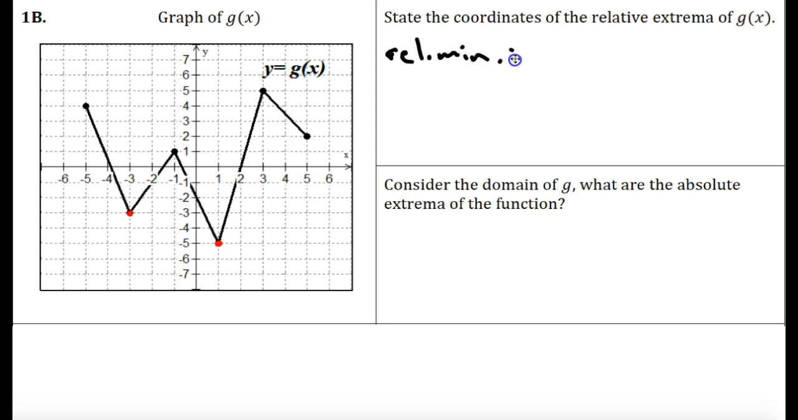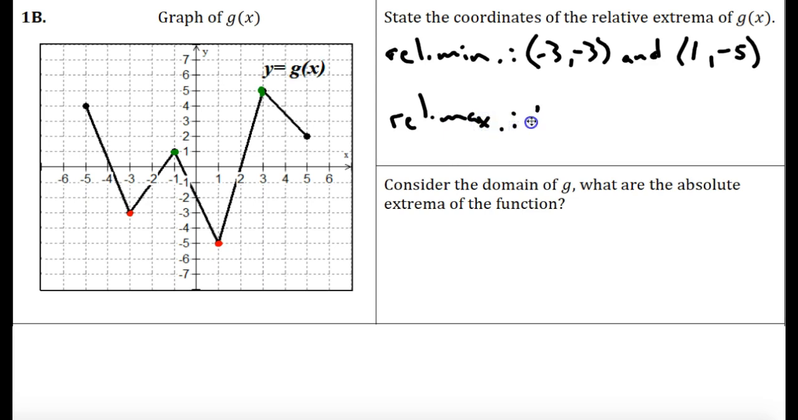Relative minimum values occur at, let's see, what is that? Negative 3, negative 3, and at 1, negative 5. And then we've got some relative maxes. Looks like that occurs right here and right here. So my relative maximum values are at negative 1, 1, and at 3, 5.